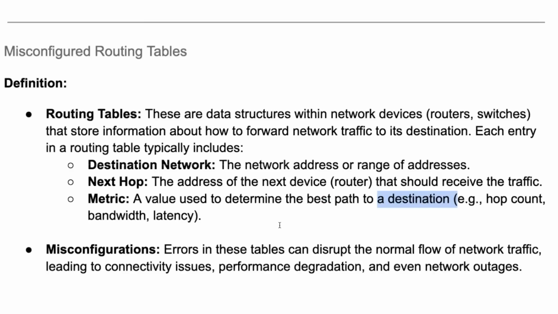For example, the count of the hops, the number of hops that it would take, the amount of bandwidth associated with it, or the amount of time it took to get to that next hop. These are the metrics that would be a part of the routing tables. So you have the destination network, the network address or range of addresses that it would be trying to visit. You have the next hop, which is the very next device, the very next router.